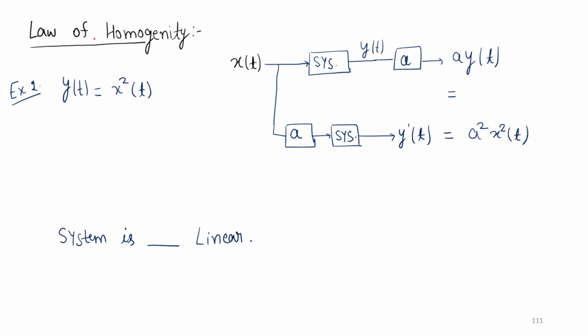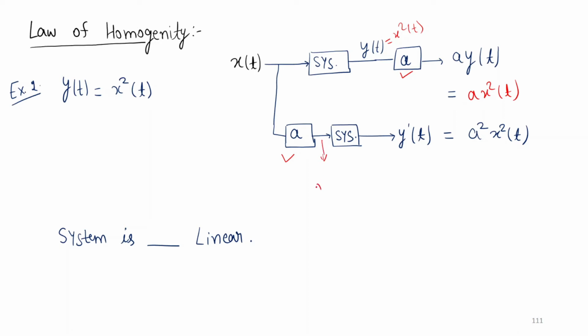Next law, the law of homogeneity. There is one example, y(t) = x squared(t). You have to check homogeneity. You will multiply with a constant at the output side of the system and at the input side of the system. So here the system output is y(t) = x squared(t), and you multiply with a. So you will get a x squared(t). Similarly, at the input side this is a into x(t).